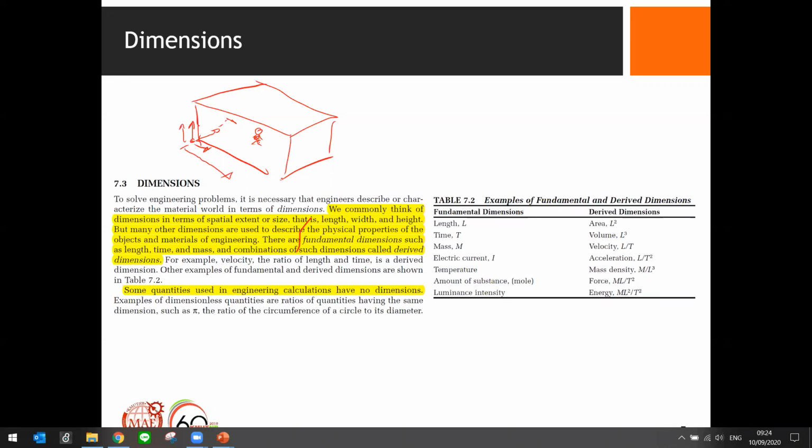Okay, and if your friend can move around, that means the position of your friend can change over time, right? That means you need to have one more dimension to identify the position of your friend exactly. Right, so you need to have 4 dimensions, 3 dimensions for position, and another dimension, which is time, for movement. Okay, this is the meaning of the dimension.